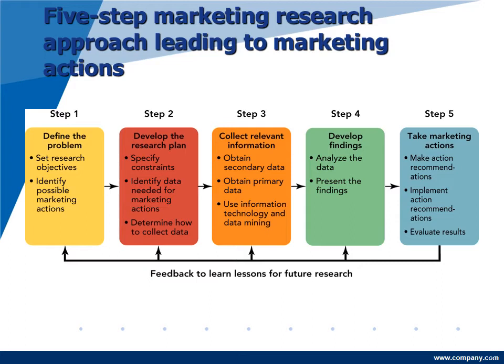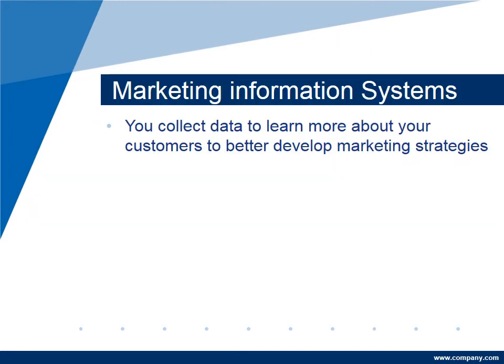Your book talked a lot about the 5-step marketing research approach leading to marketing actions. I think this is very important, and they've done a nice job of talking about it. Let me just mention one or two quick things. First, it all starts with defining the problem, developing a research plan, collecting the relevant information, developing findings, and then taking marketing actions. And of course, that makes perfectly good sense. The key to making this work, of course, is defining the problem and then deciding what information I need and how I am going to collect it, and then collecting it and using it to provide insight and better marketing decisions. You collect data to learn more about your customers to develop better marketing strategies, just as we said previously.